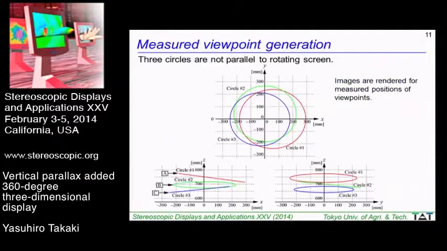We measured the generation of the viewpoints, and we found that the three circles were not parallel to the rotating screen. The measured circles are shown in this figure. The three circles were inclined differently. The inclination of the circles was caused by the off-axis aberration of the Fresnel lens. Unfortunately, the vertical interval of the viewpoints was not constant and varied spatially. So the images displayed by the three projectors were rendered for the measured positions of the viewpoints.